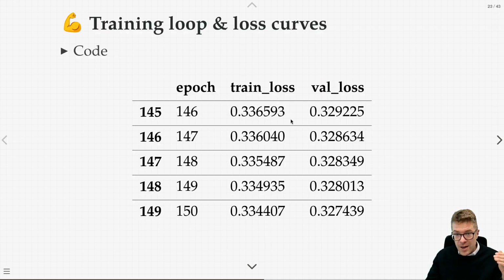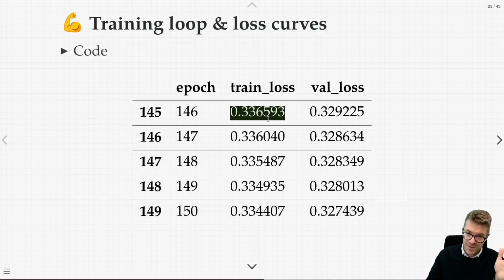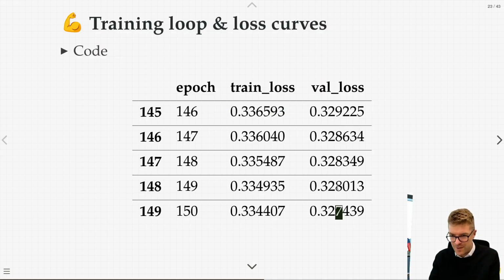The training loss looks like it's continuously going down, which is good. So things are getting better and better on the training data. It goes from 0.3366 down to 0.3344 at the end. Small changes, but nevertheless monotonically getting better. So they're decreasing. And the validation loss is also monotonically decreasing. This won't always be the case, but things are looking pretty good here. And it's decreasing by very small amounts indeed, but things look good.